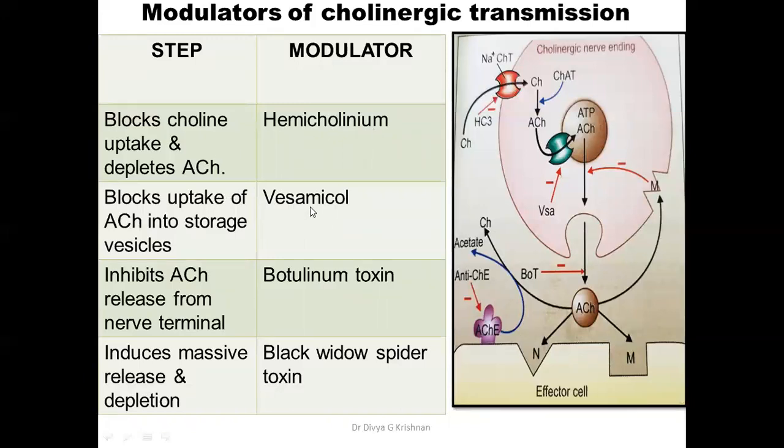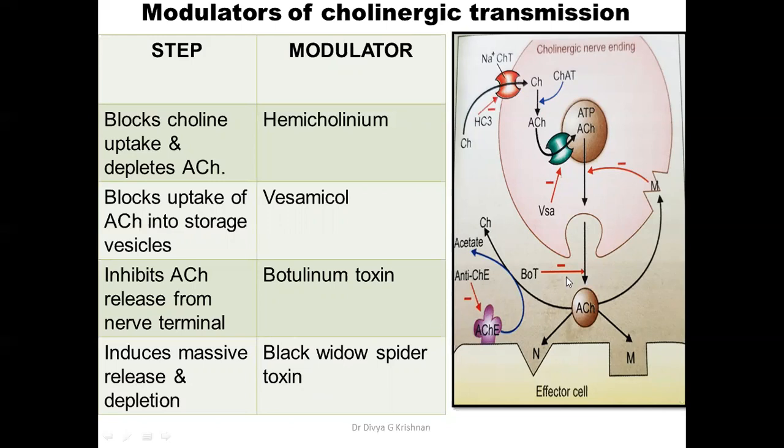Another drug is vesamicol, which inhibits the uptake of the acetylcholine into the storage vesicle. That is mainly blocking the VAT transporter. So you can see vesamicol has an inhibitory action on the VAT transporter. Then you can see the botulinum toxin. This toxin inhibits the acetylcholine release from the nerve terminal. So you can see botulinum toxin has an inhibitory effect on the release of acetylcholine. On the other hand, there's another toxin called the black widow spider toxin.